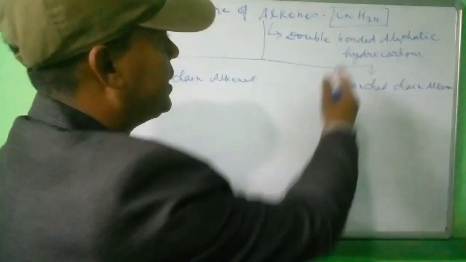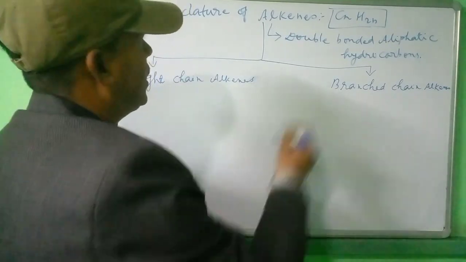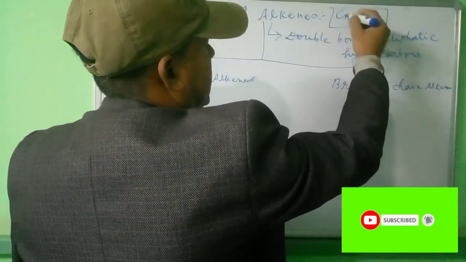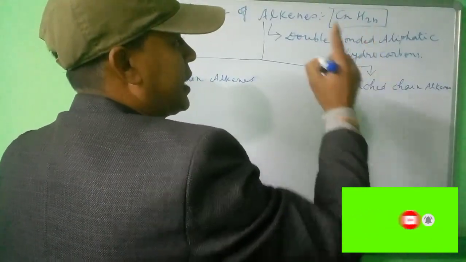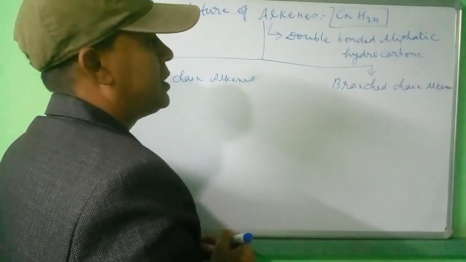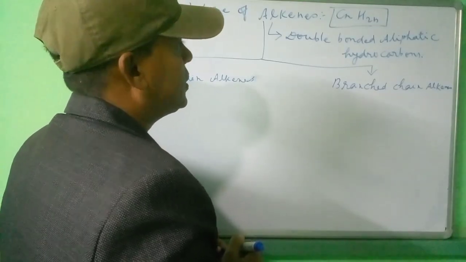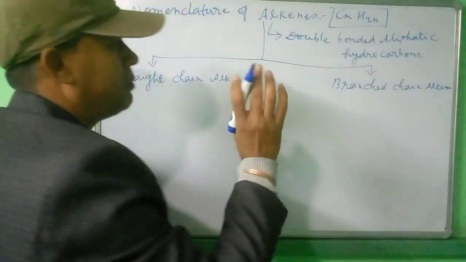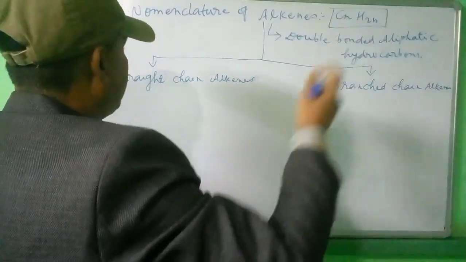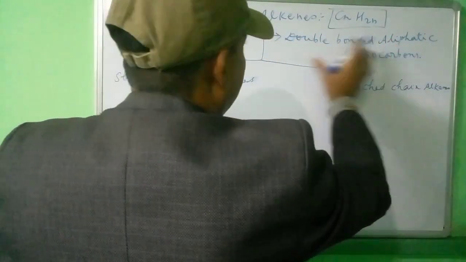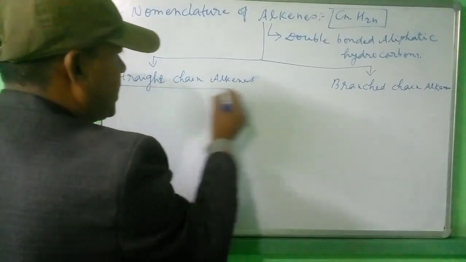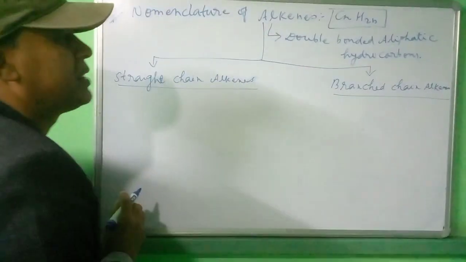So in double bonded aliphatic hydrocarbon, alkene has the general formula CnH2n. The value of n we put minimum 2. In case of the alkene, with minimum n equal to 2, we get the first member of the alkene, C2H4. Then the value of n is 3, 4, 5, and so on. Now, alkenes are of two different types. One is the straight chain alkene, another one is the branch chain alkene.